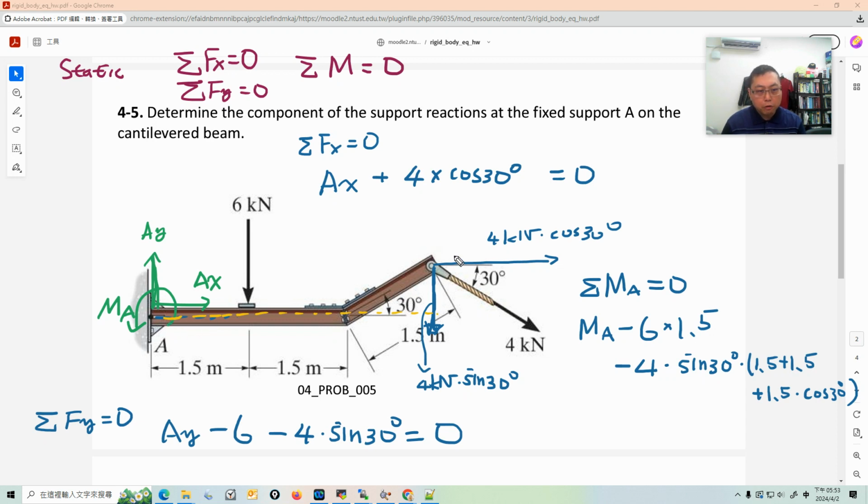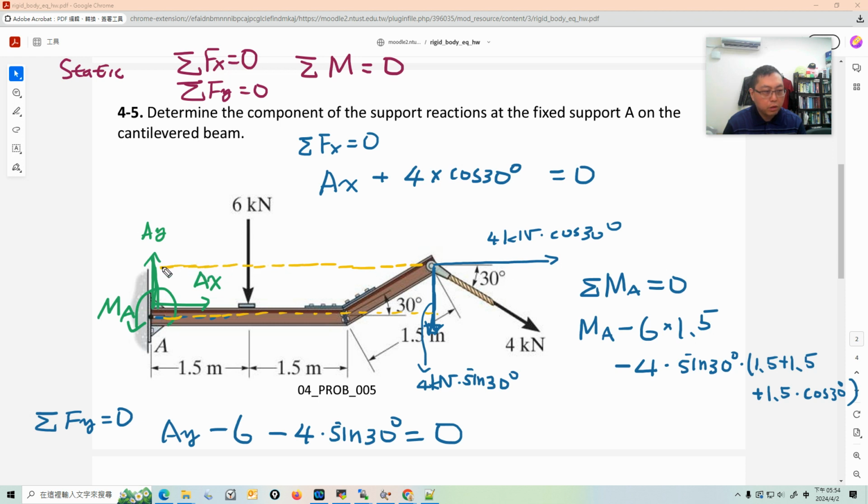Be careful. If this horizontal force is acting here, there won't be any moment. But this force is here, and we draw an extension of this force. It's called the line of action. Force is a sliding vector, so you can make an extension. Okay, let's draw a line of action.